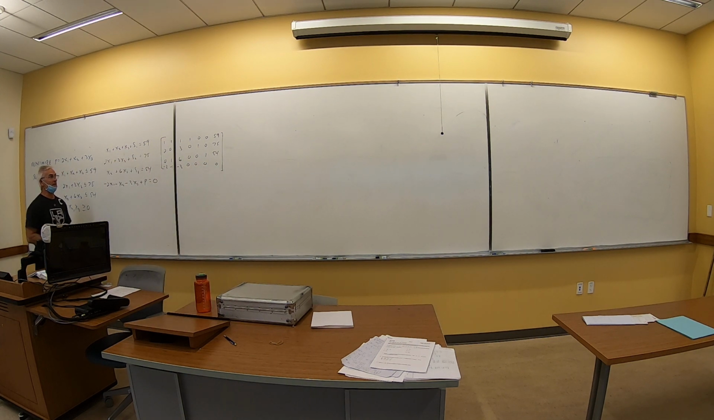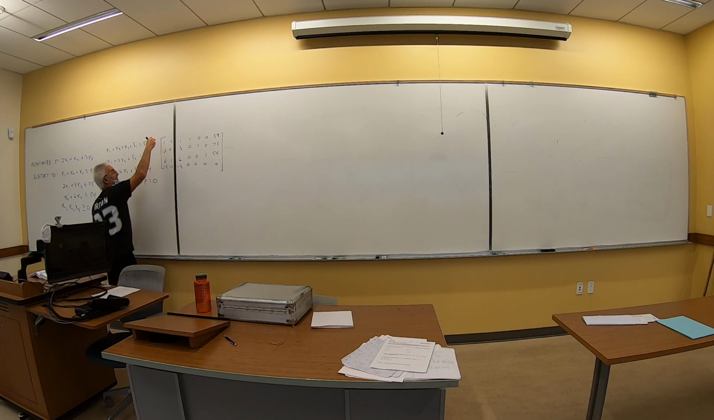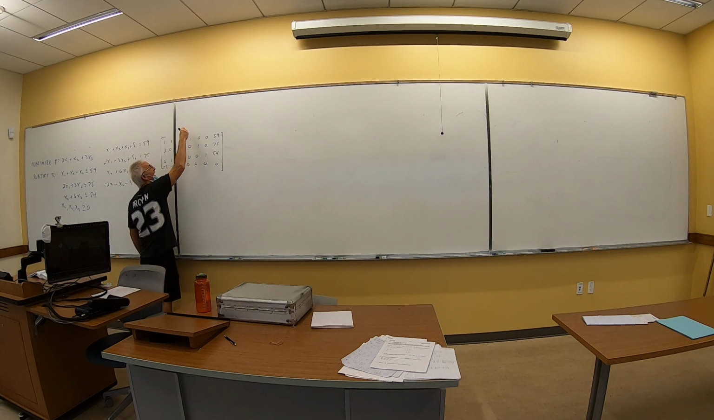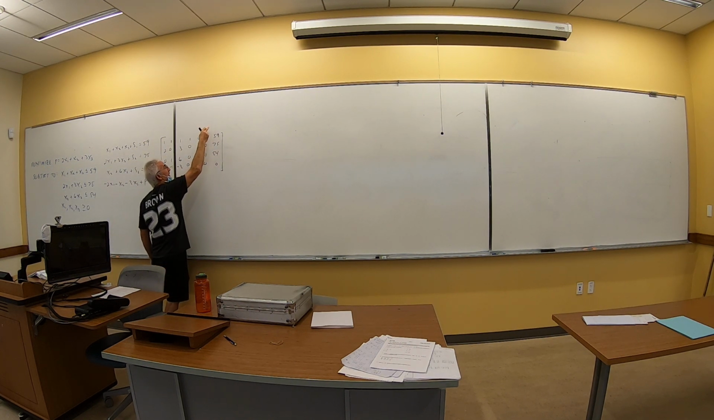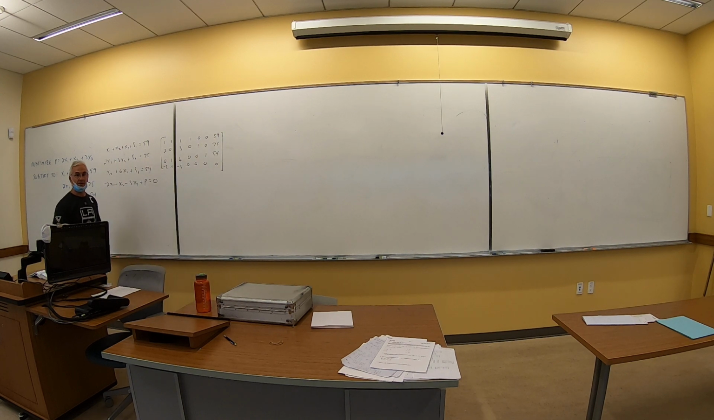So the way this is read, that's the column for x1, x2, x3, s1, s2, s3, and then the constants on the right. I am done when the bottom row has no negative values.